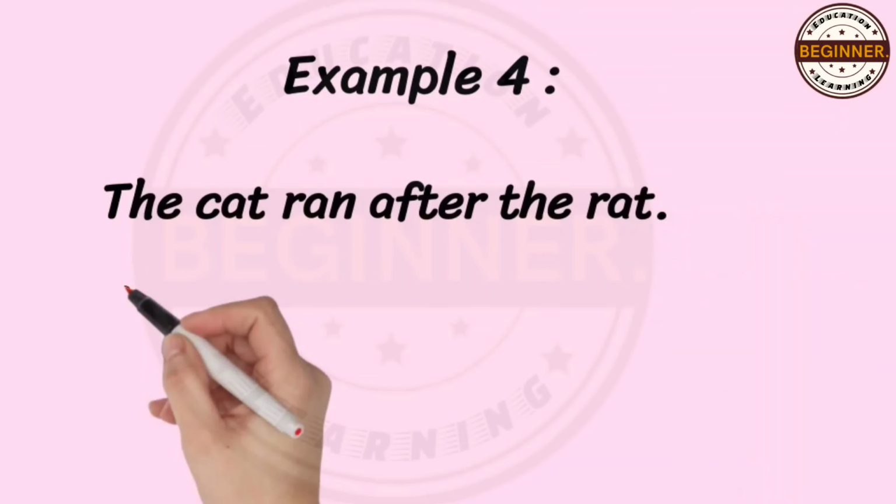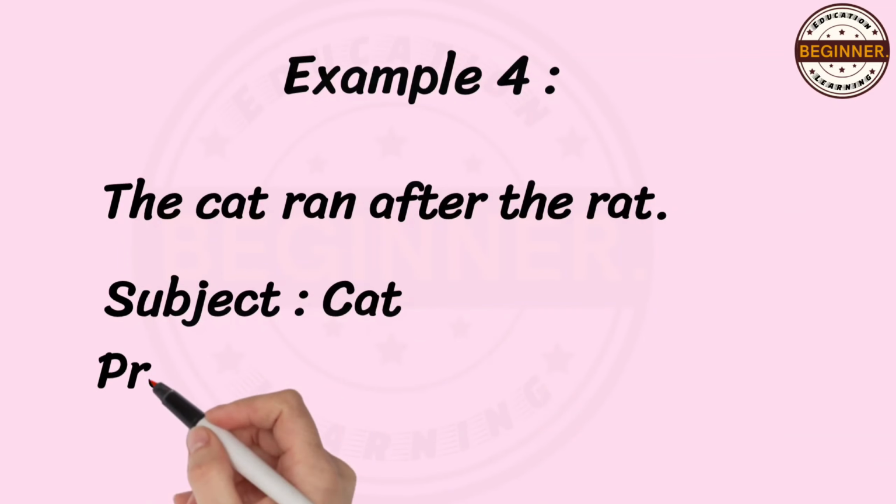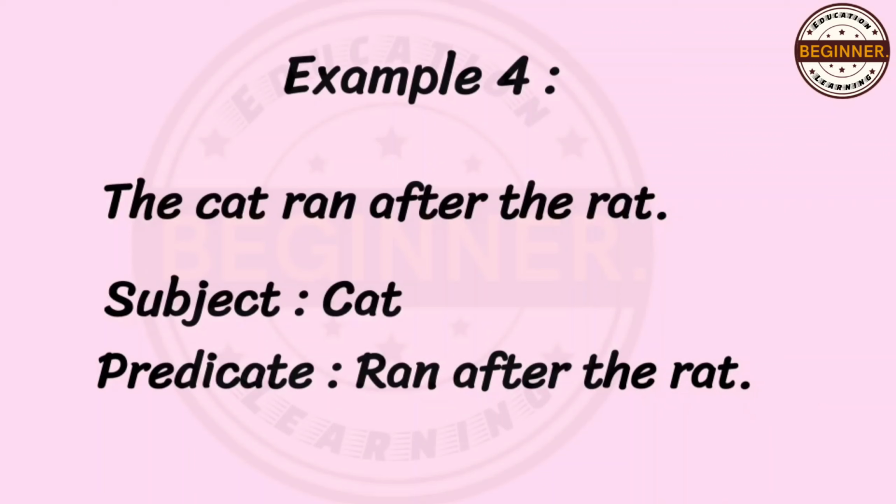Example number four, the cat ran after the rat. Here cat is the subject in this sentence, while ran after the rat is the predicate. Ran after the rat tells about the subject, that is cat.